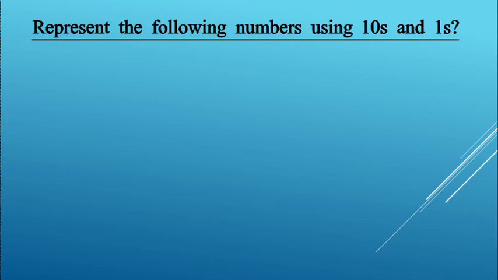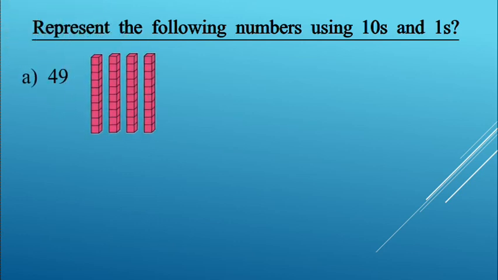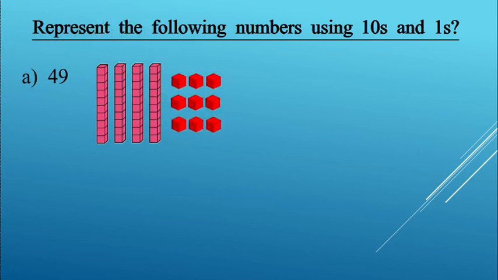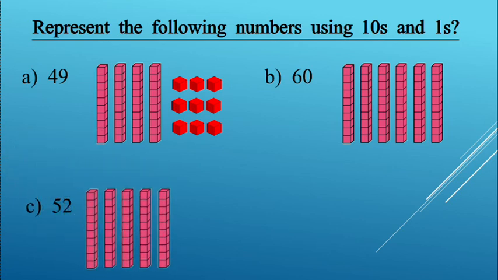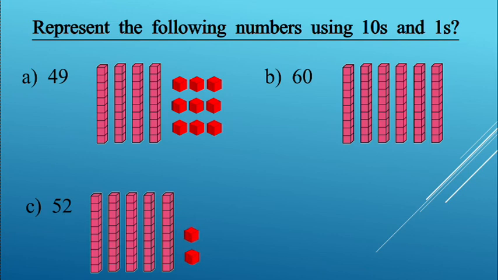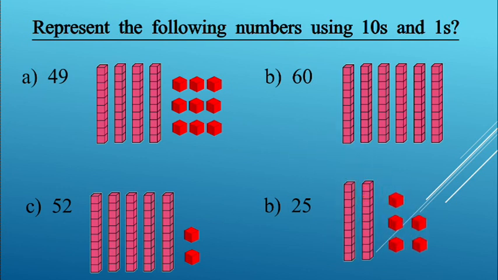Another example of representing the following numbers using tens and ones. A. 49. 4 tens and 9 ones. B. 60. 6 tens and 0 ones. C. 52. 5 tens and 2 ones. D. 25. 2 tens and 5 ones.